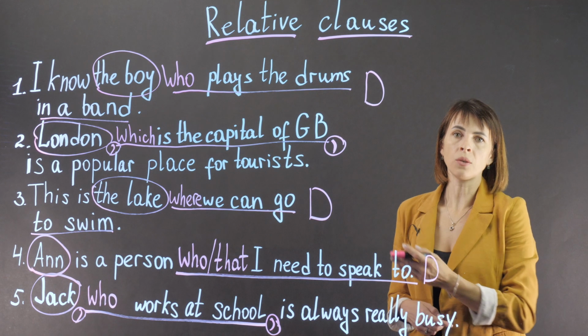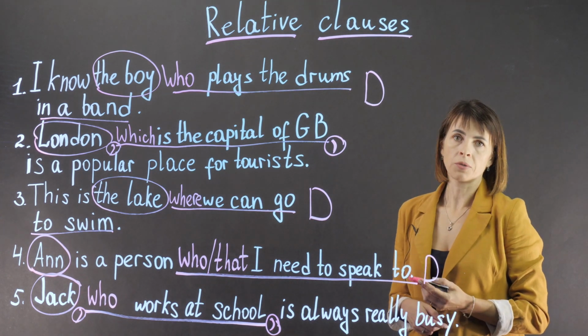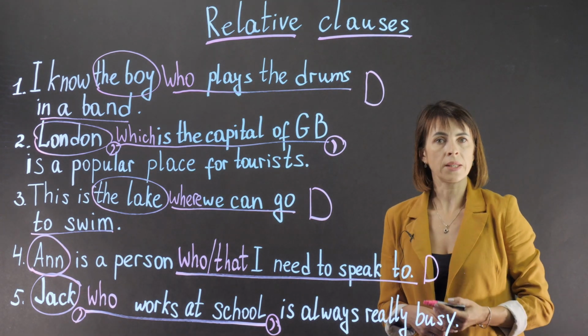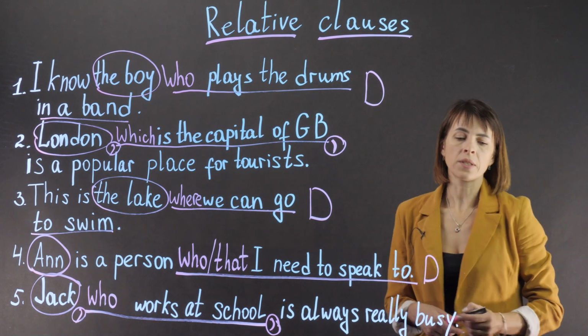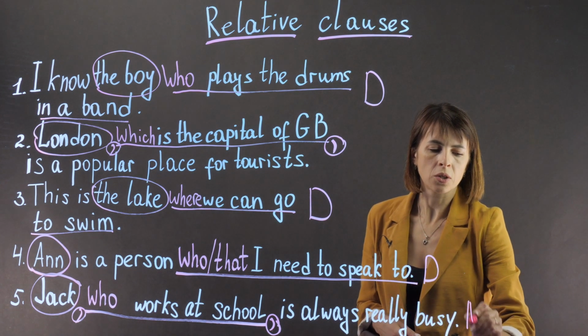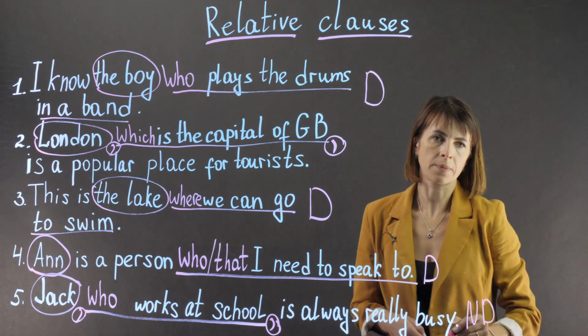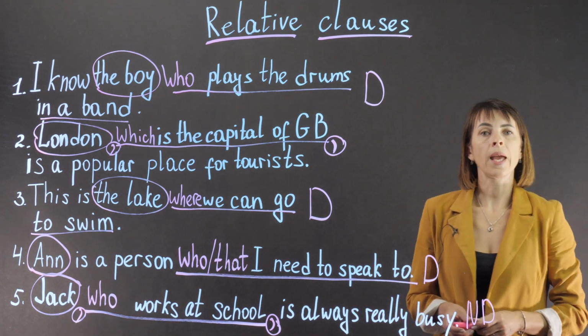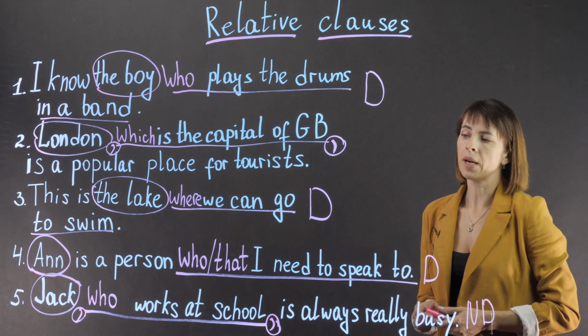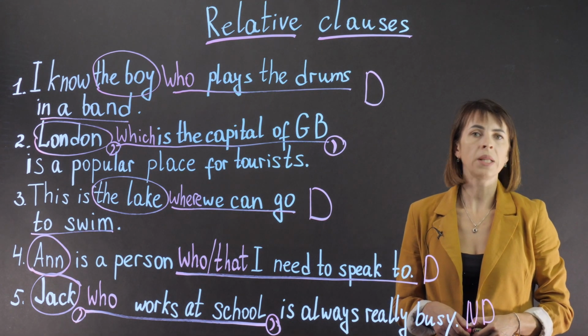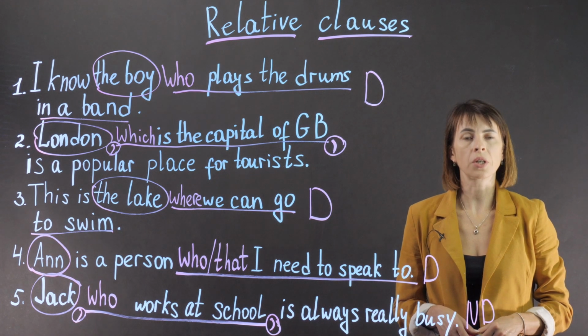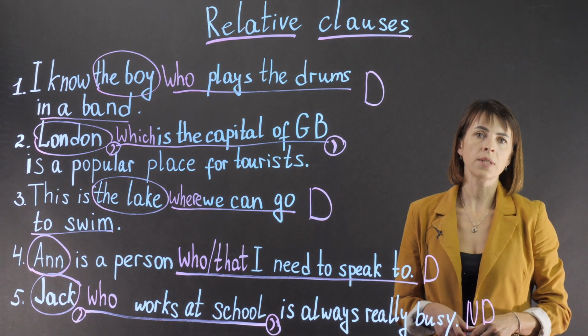Because without this relative clause, who works at school, the sentence still makes sense. Jack is always really busy. It's non-defining clause. And in such a sentence, we can't replace who with that. Ми не можемо замінити в таких реченнях who на відносний займенник that.